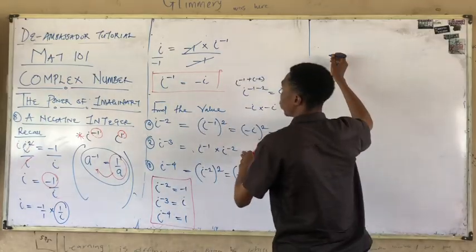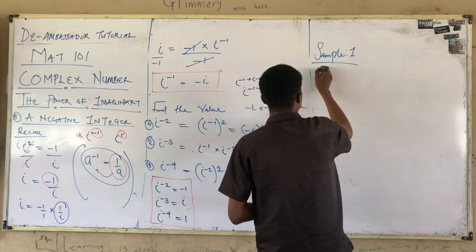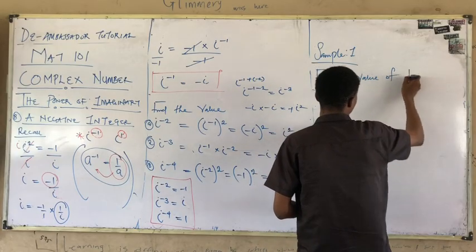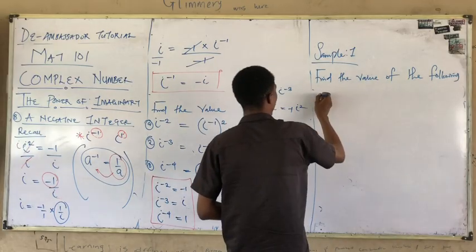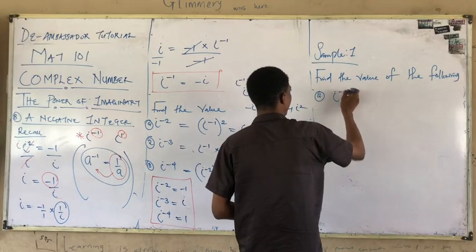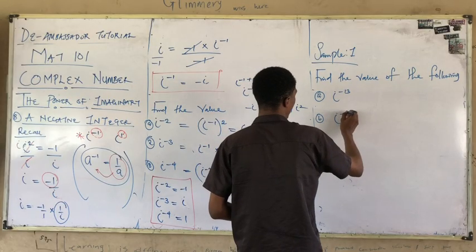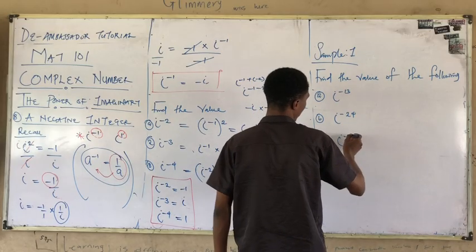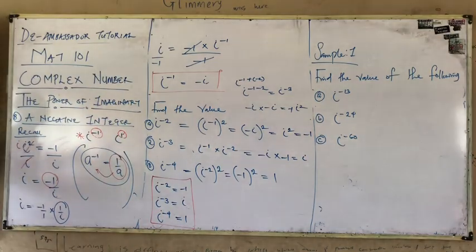Let's assume sample 1. Find the value of the following. When i is -13, when i is -24, when i is -60. Let's do that fast, no time.